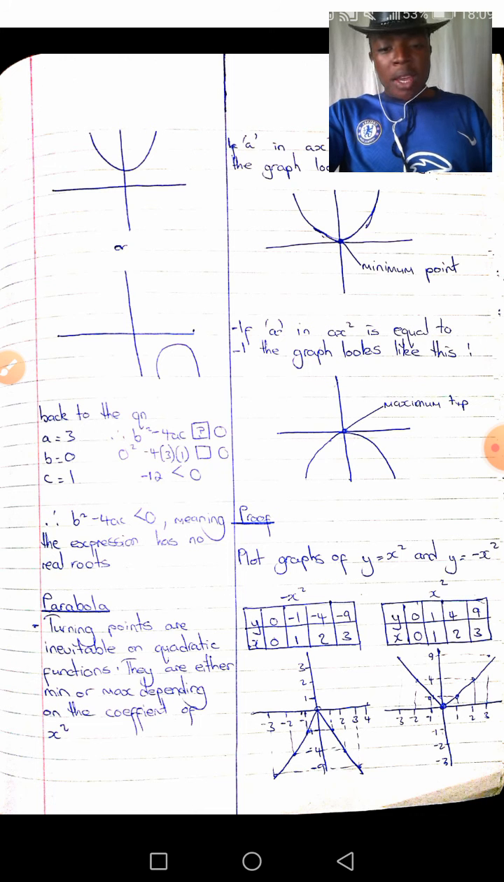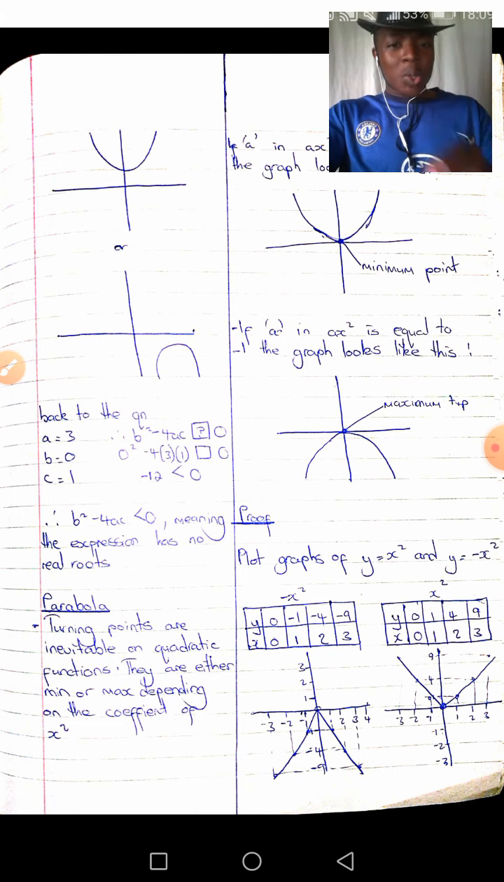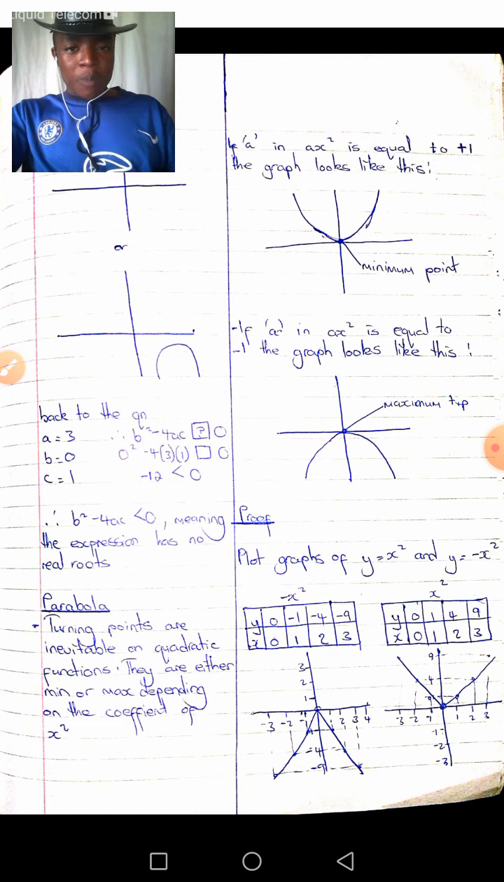Now, the turning points are inevitable on a quadratic function, right? They are either minimum or maximum depending on the coefficient of x squared, which I have just talked about, but I'm going to go in depth. If a in ax squared is equal to plus 1, the graph looks like that. The graph is cup shaped. It's not fixed as in the coordinates, but it is cup shaped. That's the point, and it has got a minimum point. If a in ax squared is equal to minus 1, the graph has got a maximum turning point as shown on the graph below. We have got proof, don't we?